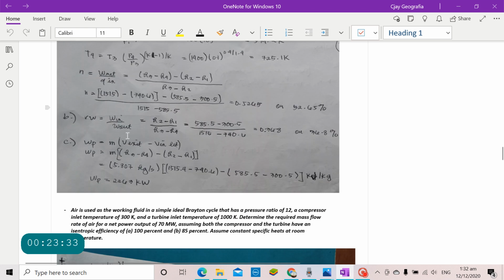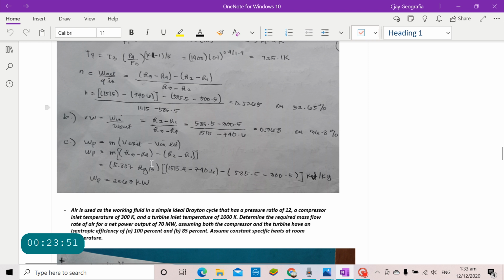Next, letter B, the work ratio. You will also use the work in and work out, same as we did when we solved the first and second problem. Manipulate and you will get this answer.